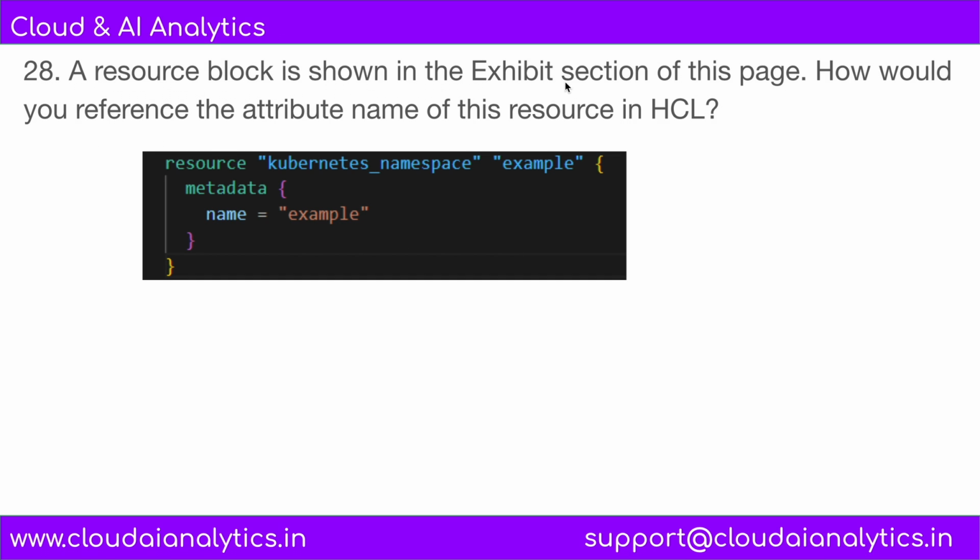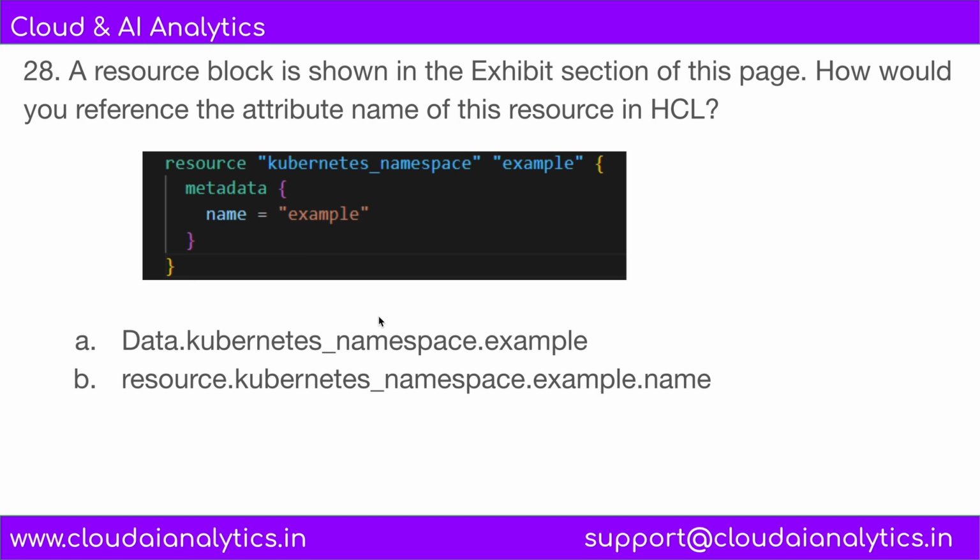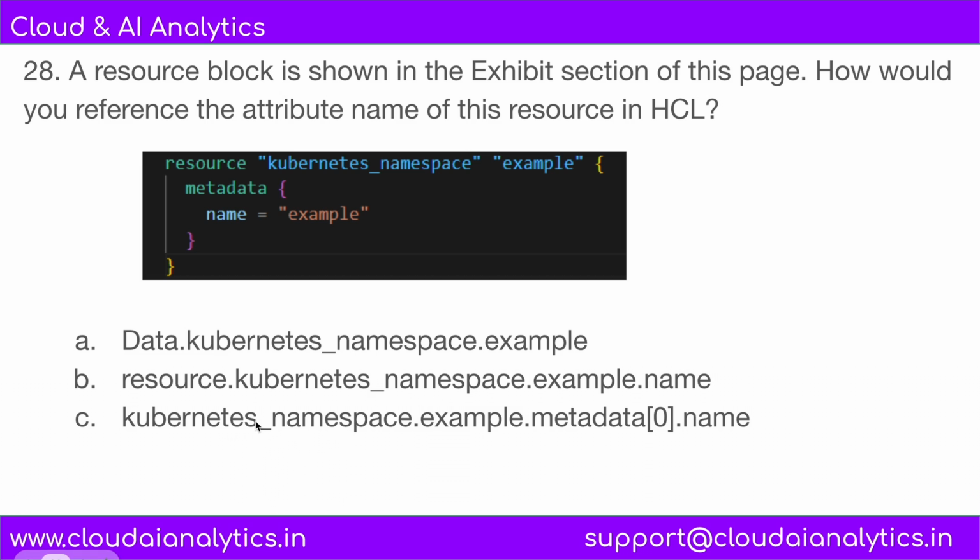A resource block is shown on this page. How would you reference the attribute name of this resource in HCL? So basically the resource is kubernetes_namespace with the local name example. In metadata we are given name equal to example. Option A, data.kubernetes_namespace.example. Option B, resource.kubernetes_namespace.example.name. Option C, kubernetes_namespace.example.metadata.0.name. And option D, kubernetes_namespace.example.name.